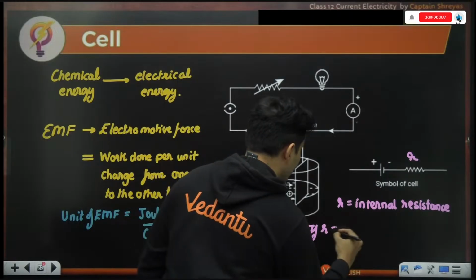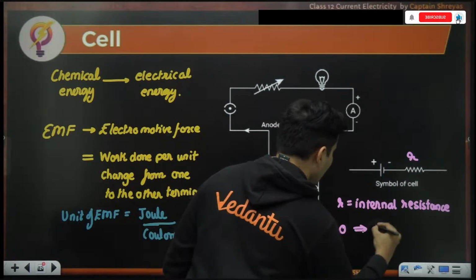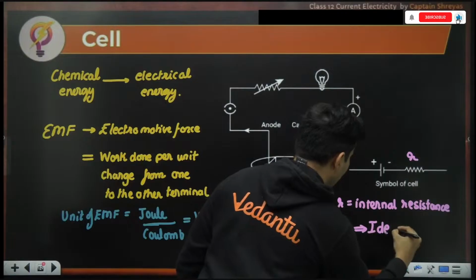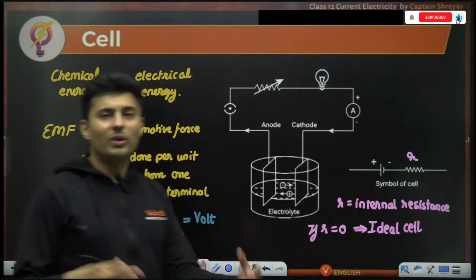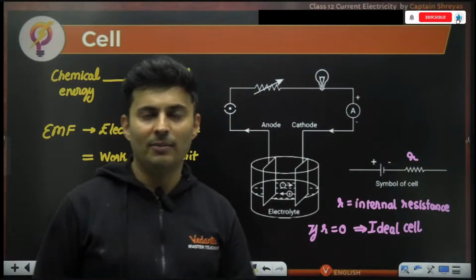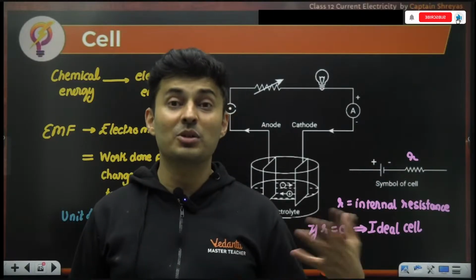If R is 0, then it is said to be an ideal cell. Yes, it is called an ideal cell, which is not real. You cannot have a battery with zero internal resistance. That's why it's called ideal.